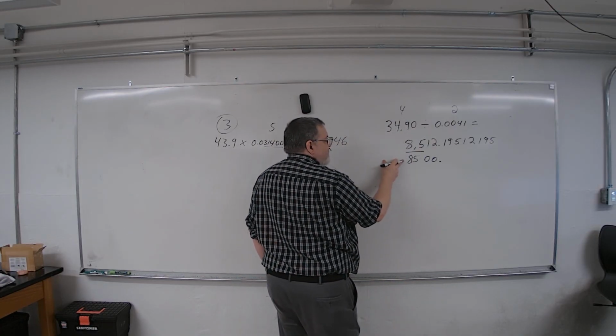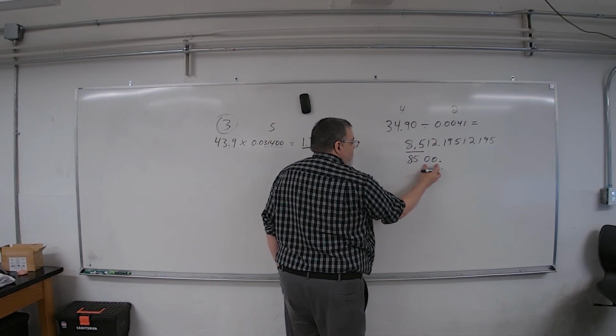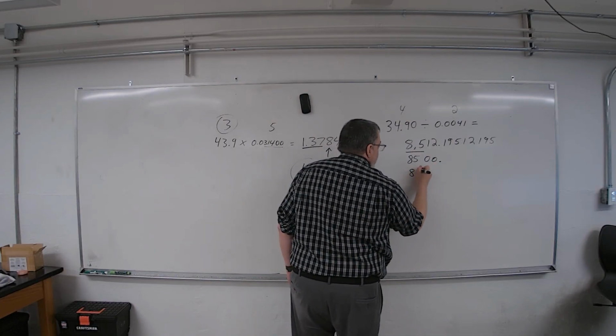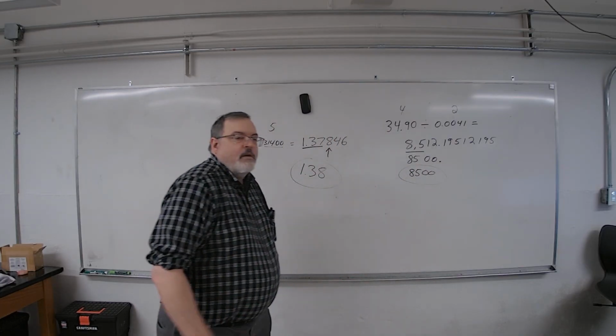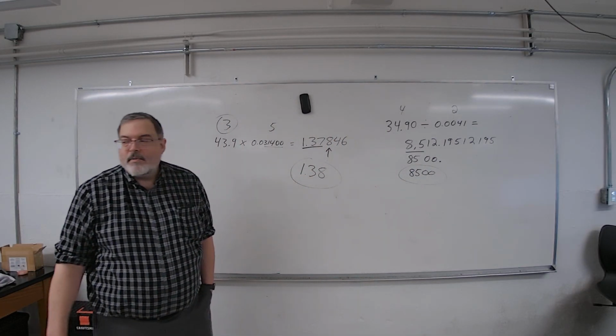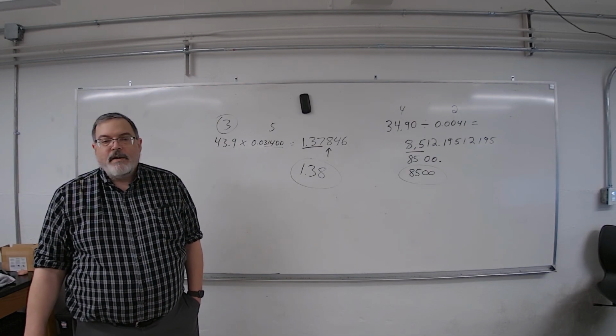This isn't correct though. I wrote the decimal there to help me decide how many zeros to put here. If I want this to be 2 significant figures, I have to do that. That's the proper answer to this. 8,500 without a decimal. You with me?